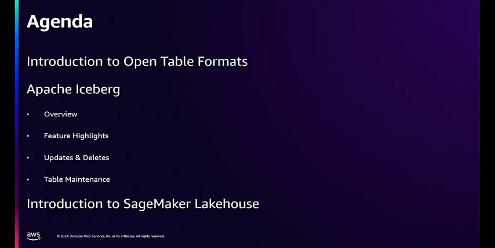So let's have a look at the agenda. As I said, we will talk about open table format, the overview of Apache Iceberg, what are some of the highlight features, how Apache Iceberg handles updates and deletes, and from a table maintenance standpoint or database maintenance standpoint, what we have to do as a user. After that, we will introduce you to SageMaker Lakehouse, concepts of SageMaker Lakehouse, and how Apache Iceberg is integrated into SageMaker Lakehouse.